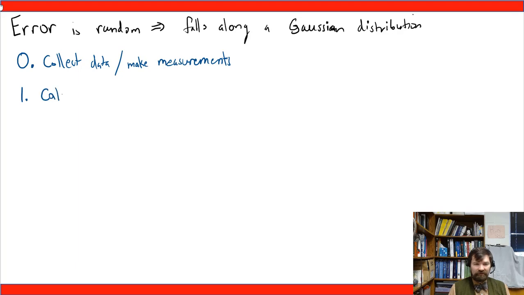So calculate the mean or average of these measurements. Step two is then to calculate the standard deviation.